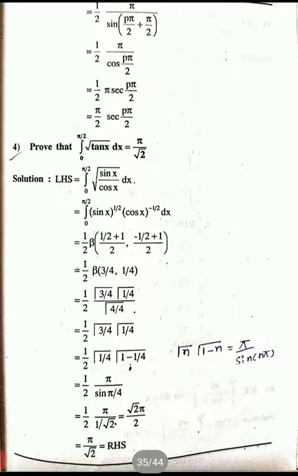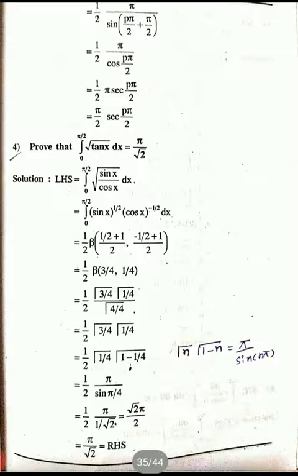Okay, now apply the formula: integral of sine raised to p theta into cos raised to q theta d theta equals half beta of p plus 1 by 2, q plus 1 by 2. Applying that formula, 1 by 2 as it is, beta of p is 1 by 2 plus 1 by 2, and q is minus 1 by 2 plus 1 by 2. 1 by 2 is a constant as it is. 1 by 2 plus 1 is 3 by 2, divided by 2 is 3 by 4. Minus 1 by 2 plus 1 is 1 by 2, divided by 2 is 1 by 4.